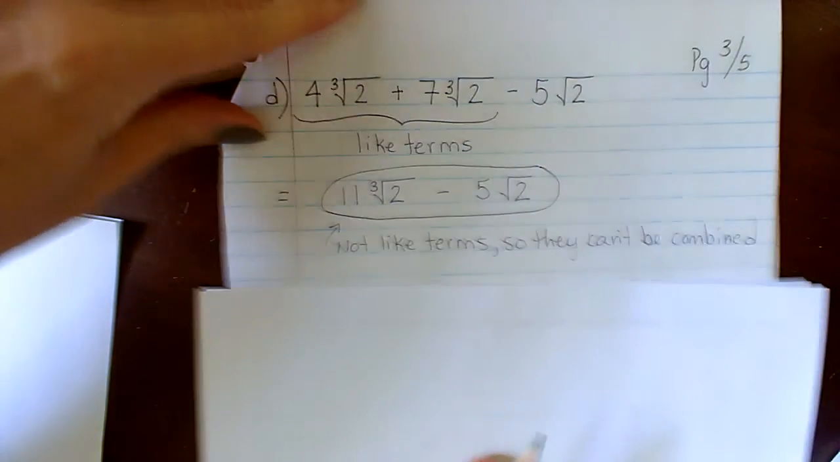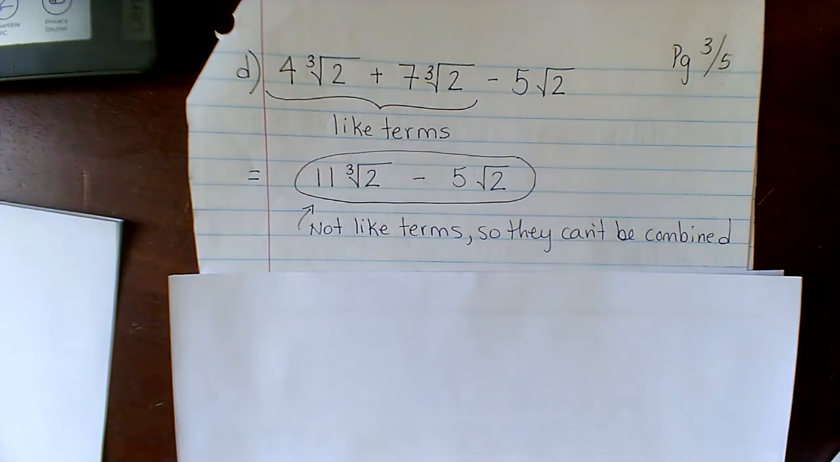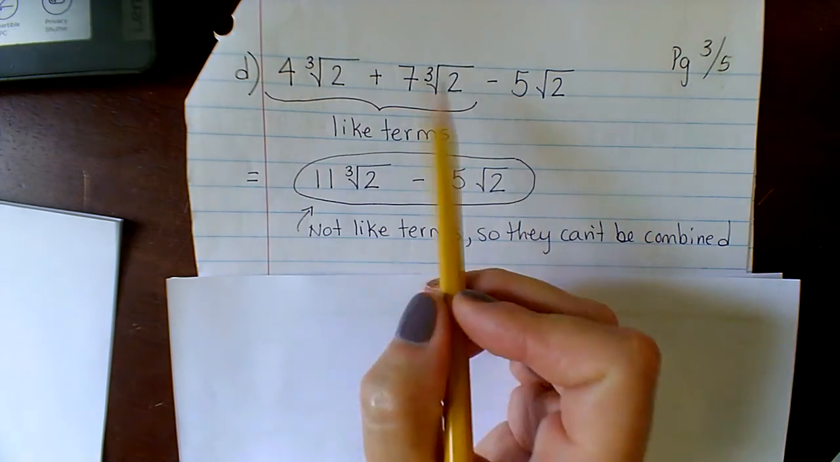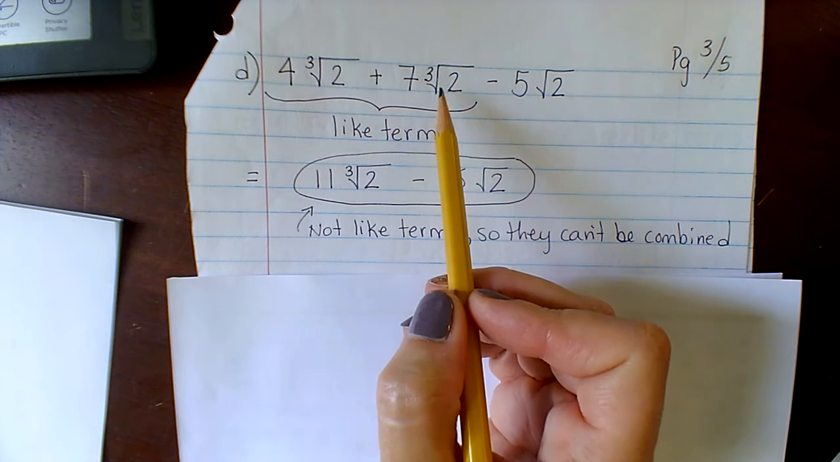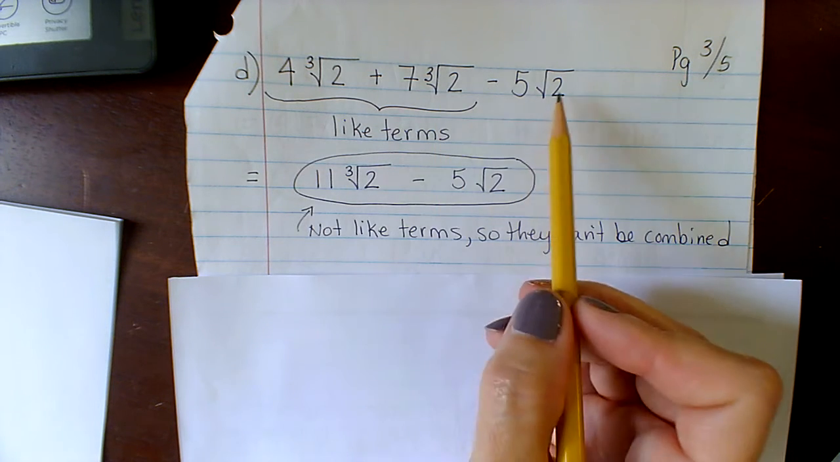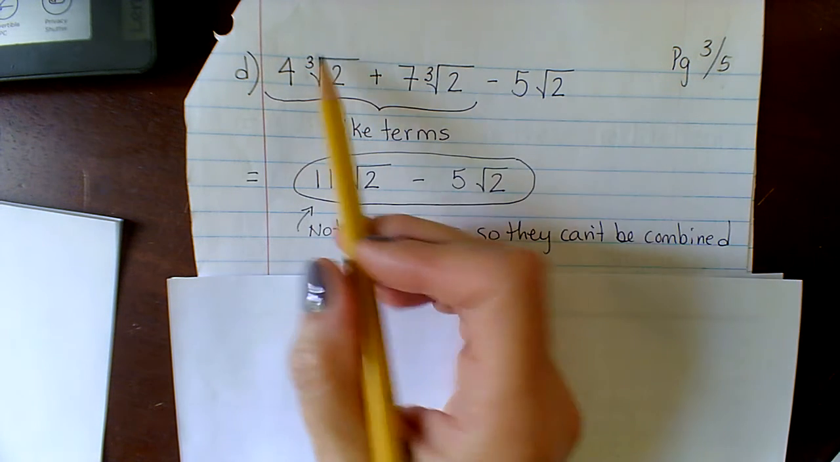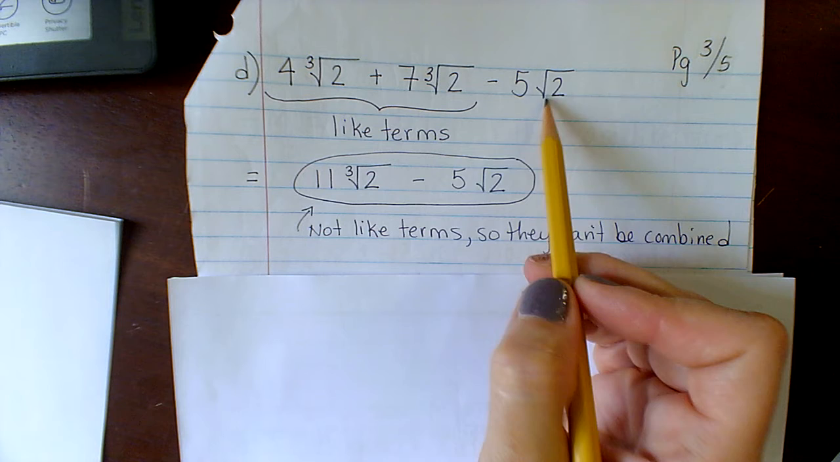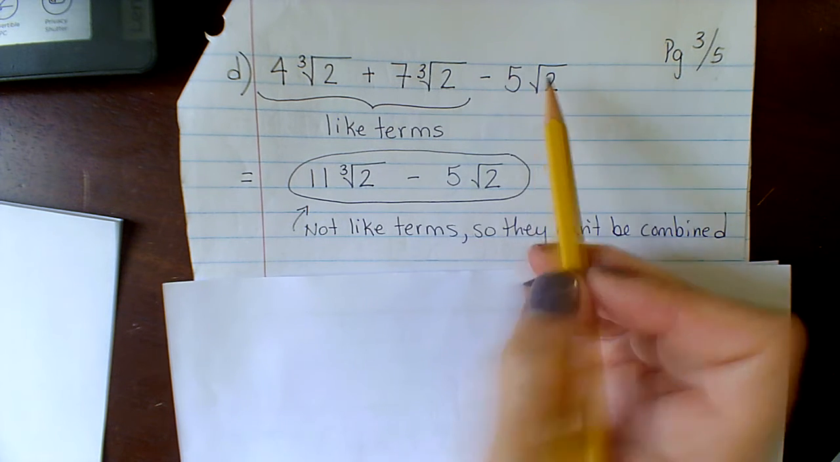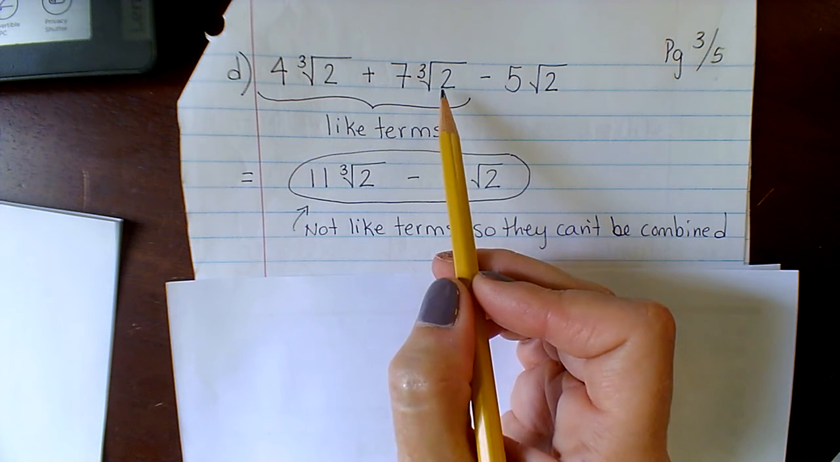Okay. Next up here, after I wiggle this paper around for a bit. All right, looking at these three terms, only these two are the like terms. You may be like, oh, well, they're all 2's. But wait, that one's a cube root, and that one's a square root. So only these two cube roots are the like terms.